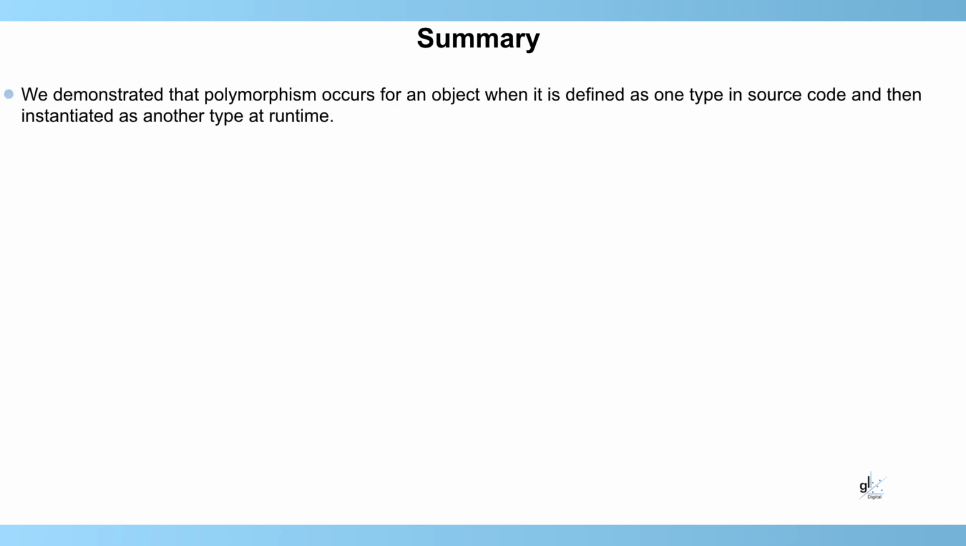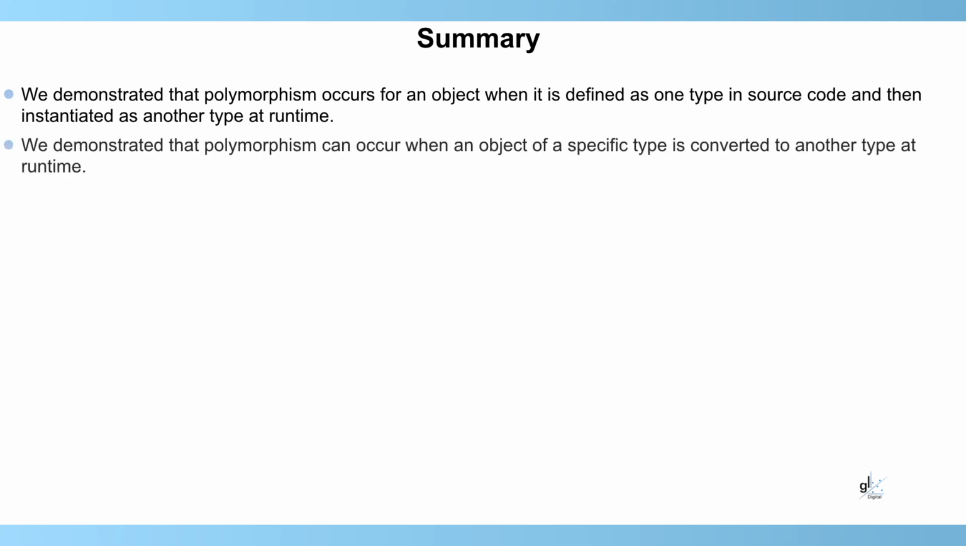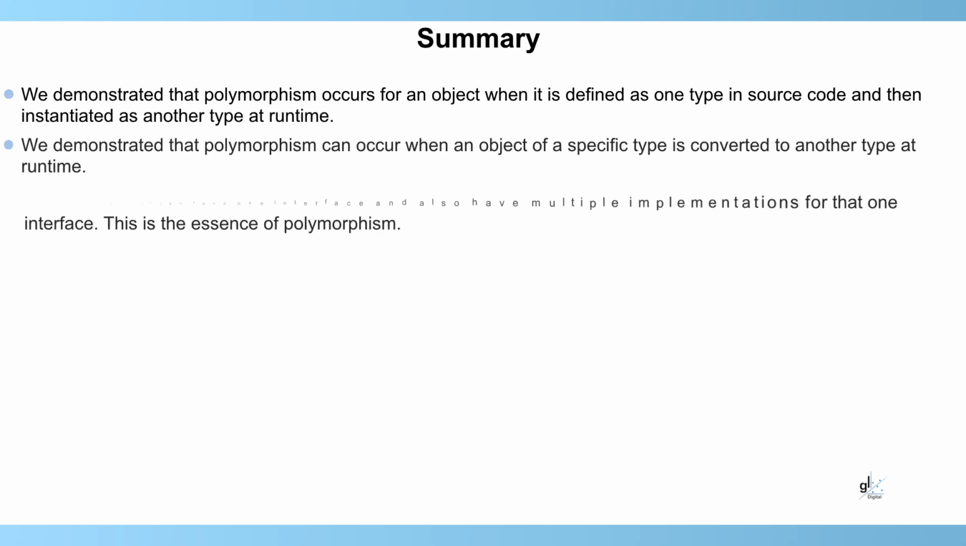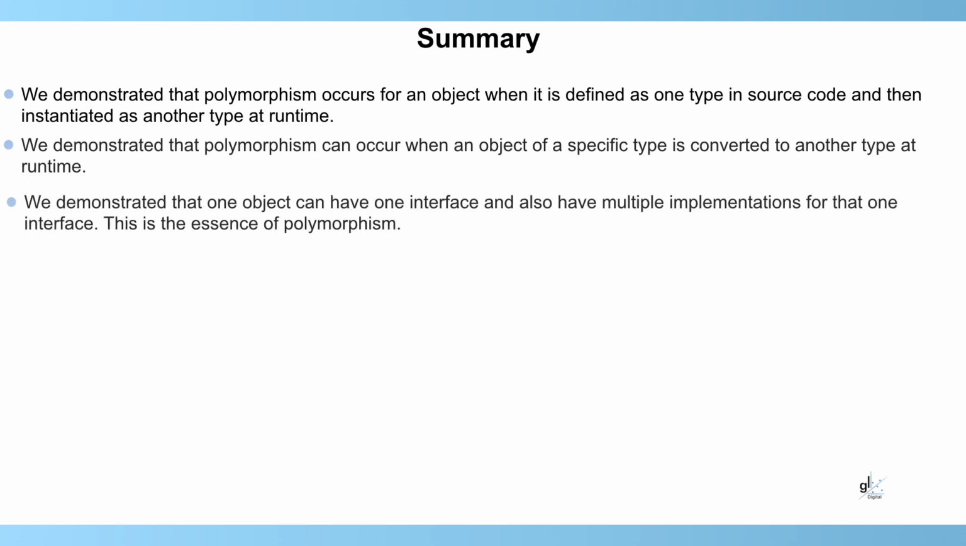We demonstrated that polymorphism occurs for an object when it is defined as one type in source code and then instantiated as another type at runtime. We demonstrated that polymorphism can occur when an object of a specific type is converted to another type at runtime. We demonstrated that through polymorphism, one object can have one interface and also have multiple implementations of one interface. This is the essence of polymorphism.